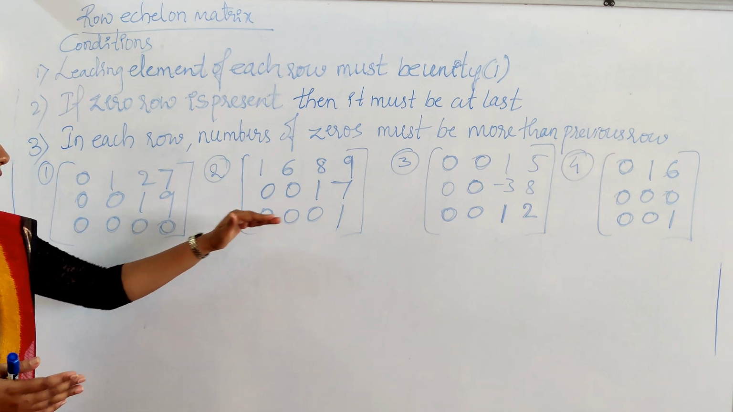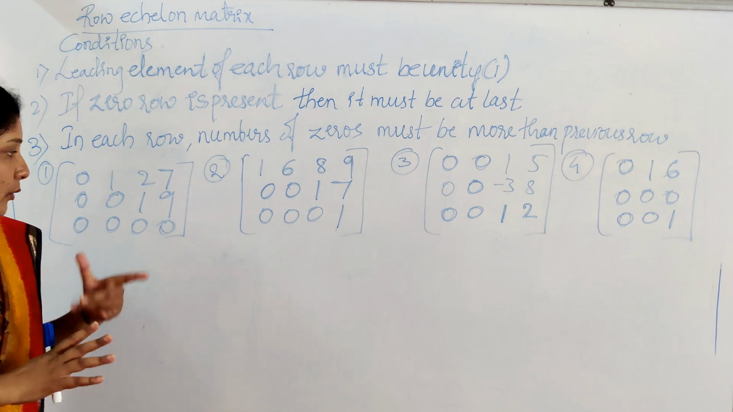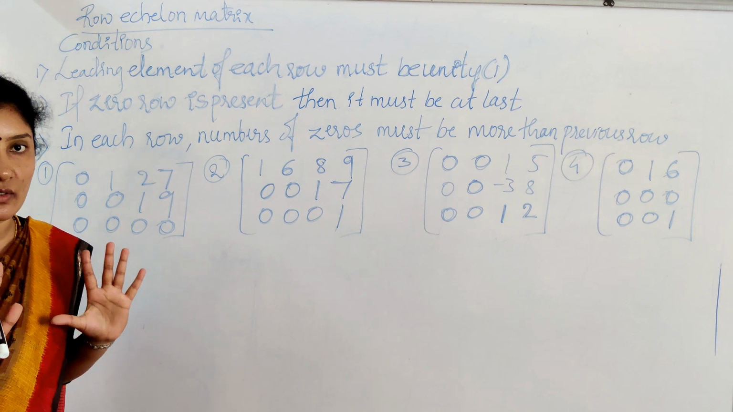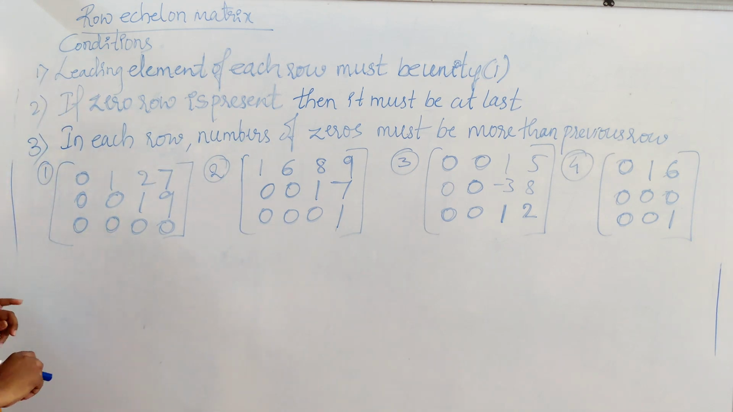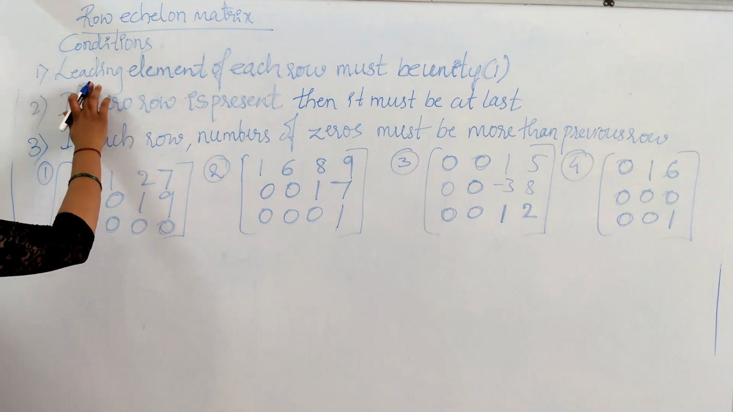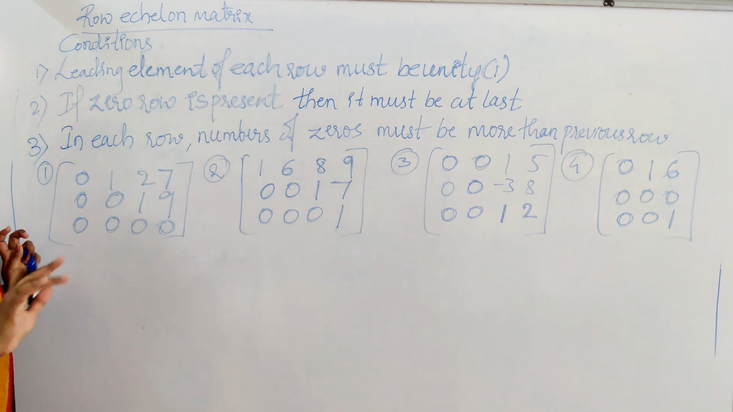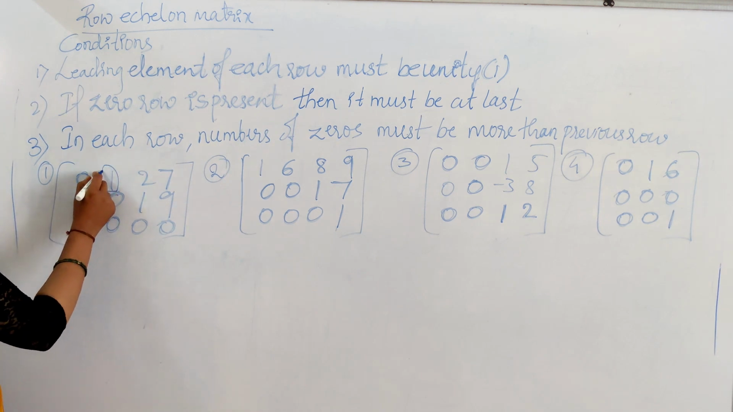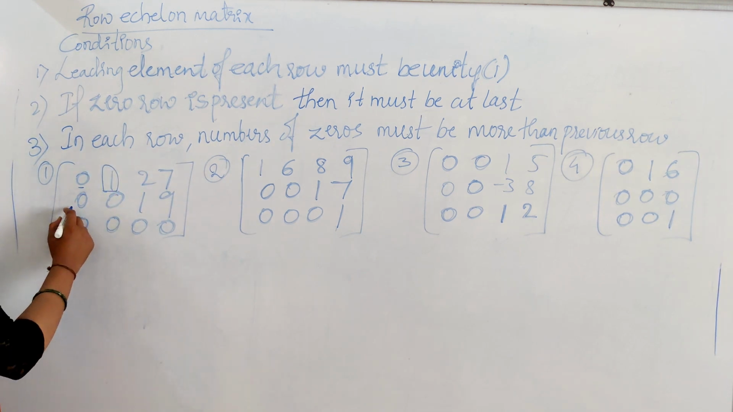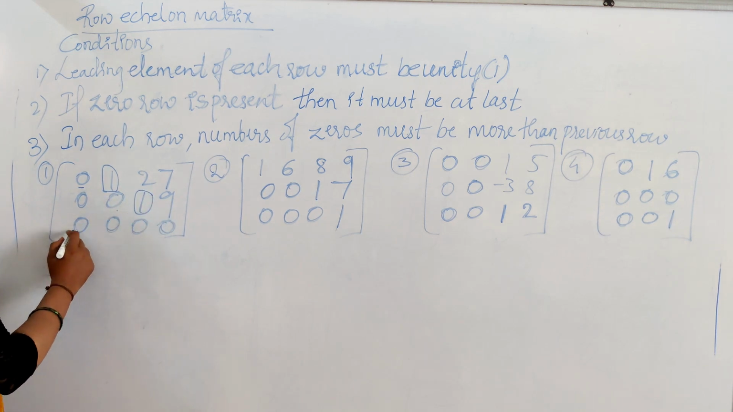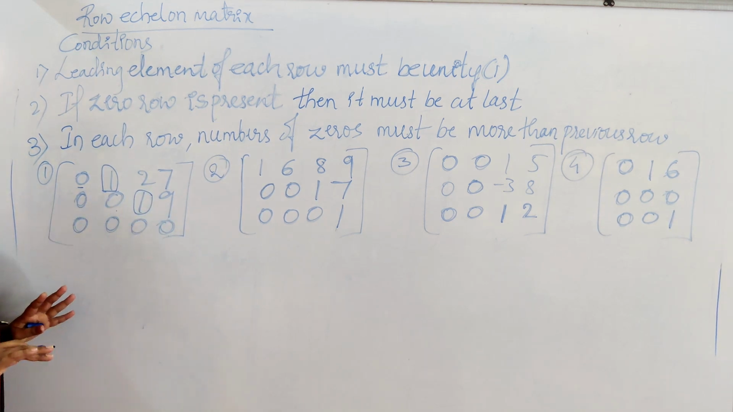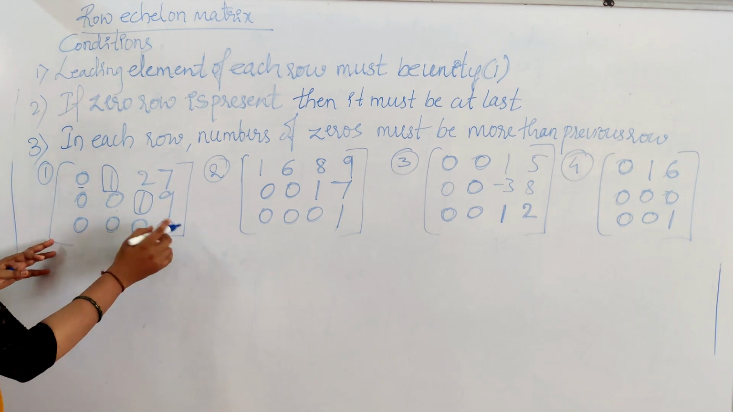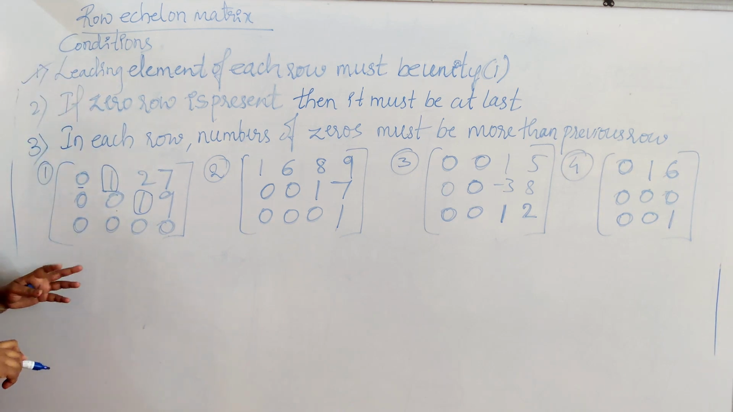Now, we have 4 examples. We'll check whether they satisfy the conditions of a row echelon matrix or not. Let us check the first one. See here, the leading element of each row must be unity. Here, 0 is not a leading element. Here, the leading element is 1. Next, the leading element is 1. And here, there is no element at all. If there is an element, it has to be 1. So, there is no element. Therefore, the first condition is satisfied.